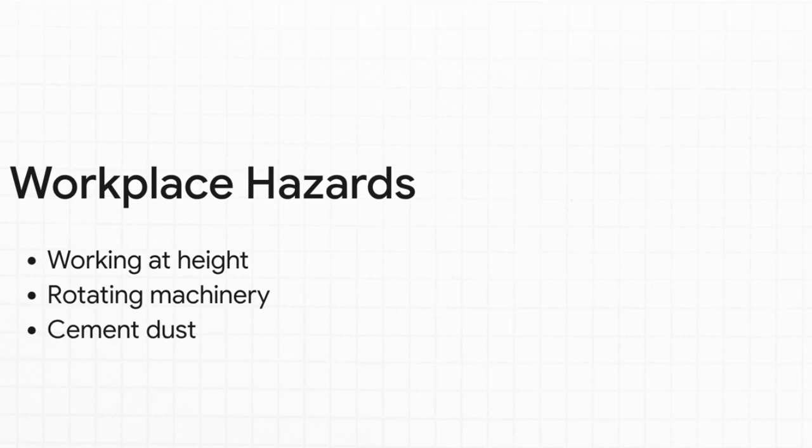Second is rotating machinery. Operator entanglement here can literally result in amputations or horrific crushing injuries. And third, cement dust. Continuous exposure leads to respiratory diseases and severe skin and eye irritation. See what we did there? You always have to link the specific source of danger directly to the severe human consequence.